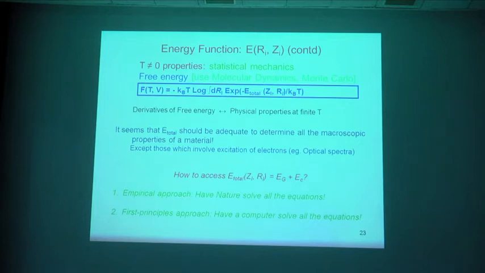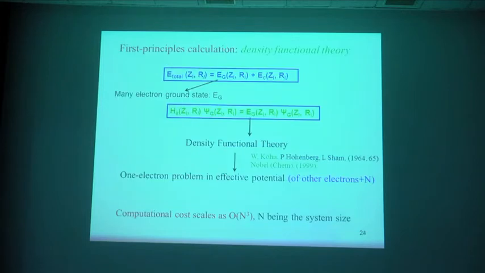Of course, first principles basically gets this from the density functional. So in total energy, there are two parts. One is the ground state energy of electrons, and second is the Coulomb classical interaction energy between nuclei, which are positively charged. And this is the many-electron ground state, obtained using density functional theory, using a one-electron problem in an effective potential, which is what Manoj stopped at in the last slide of his talk.